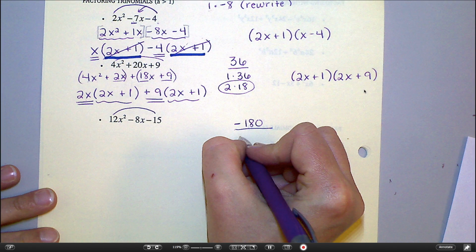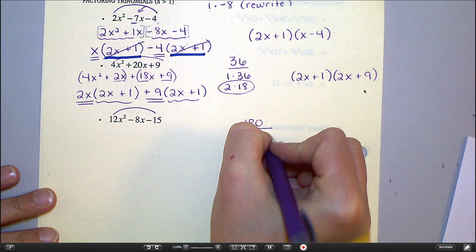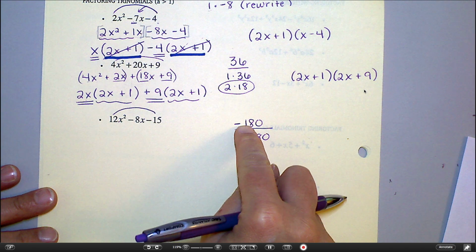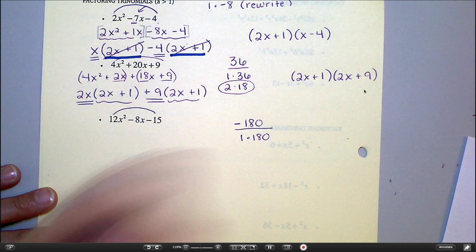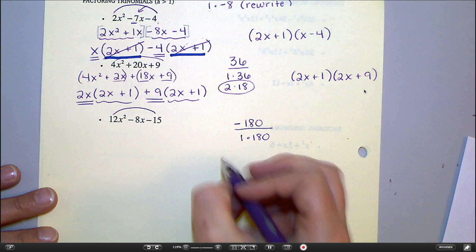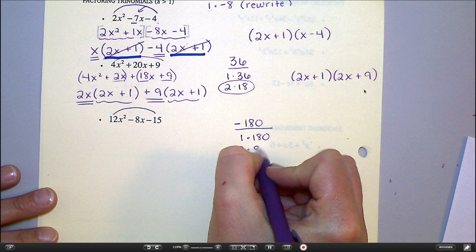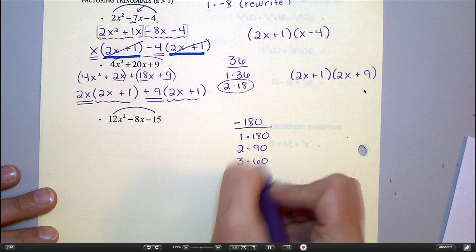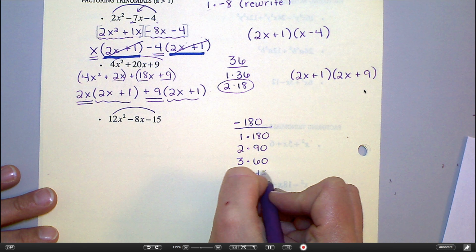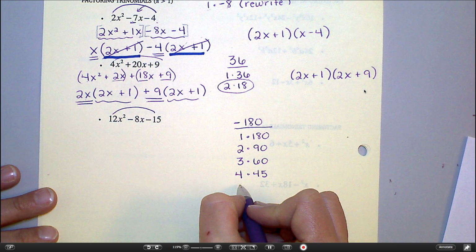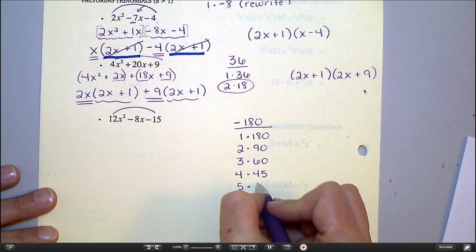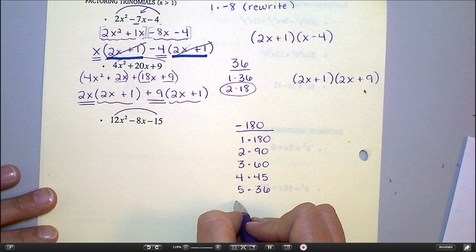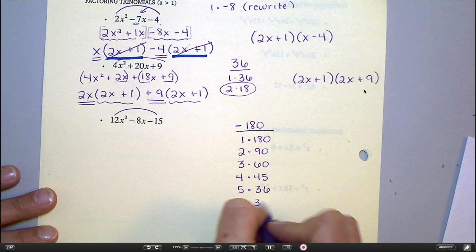So let's start rolling. So 1 times 180. And remember what I'm looking for, I want them to add to negative 8, but one of them has to be negative. Okay? So I'm really looking for something that subtracts to 8. This would be 2 and 90. That's still not it. 3 and 60, still not it. 4 and 45, that still wouldn't make an 8. 5 and, oh gosh, I think it's 36. Okay, still not making an 8. 6 and 30, still not making an 8.